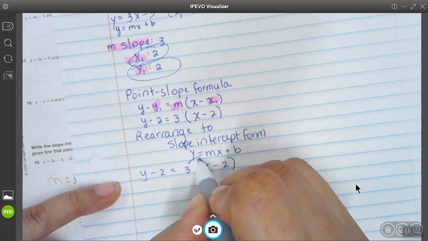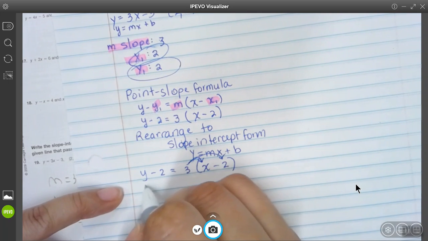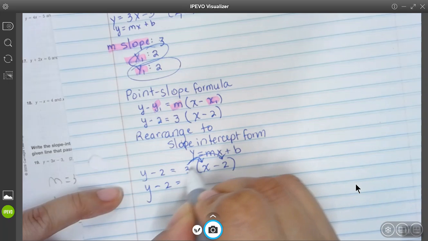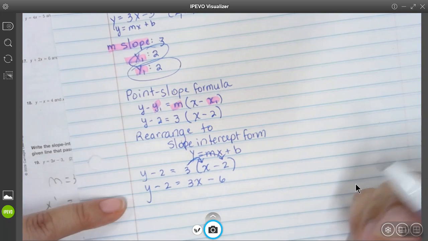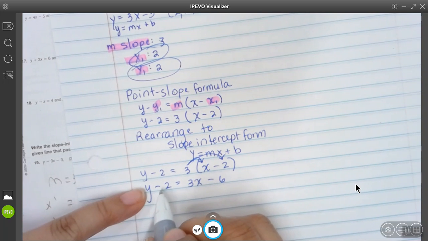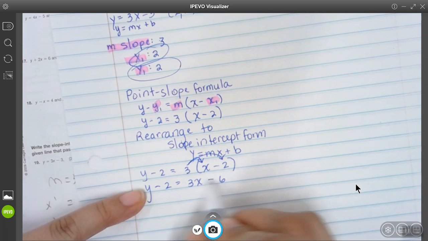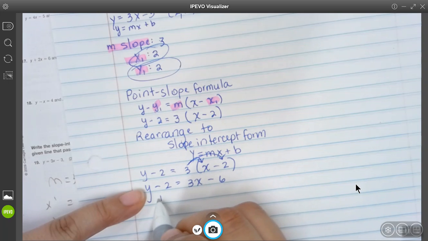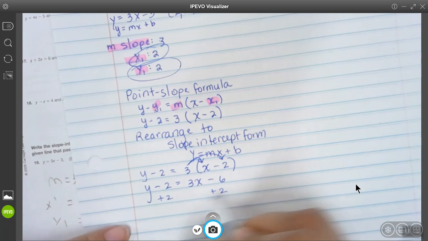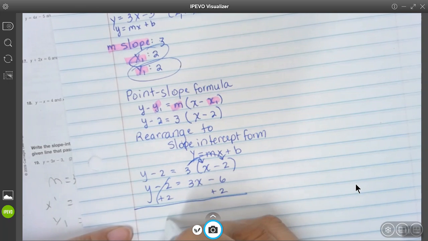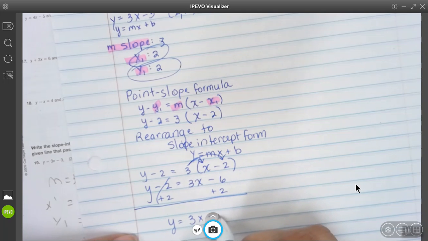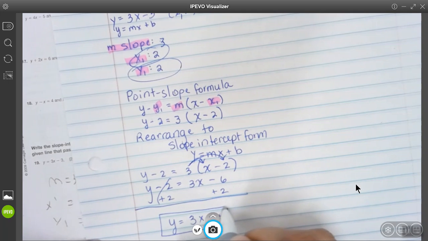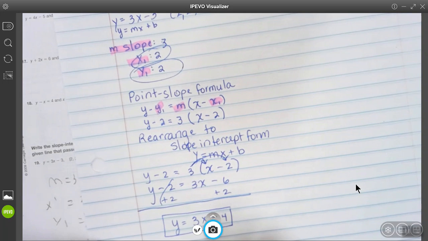Well, we're going to have to distribute that 3. 3 times x, 3 times negative 2. And we have the term with x, and a constant, but then we also have a constant here, so plus 2 on both sides. So now we have y equals 3x minus 4. This is the equation of the line that is parallel to that original line.